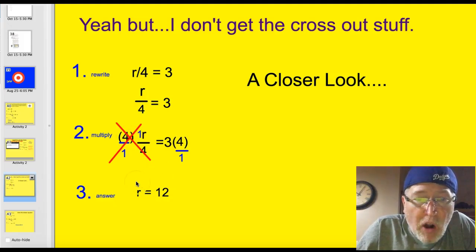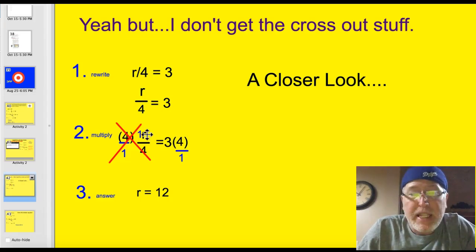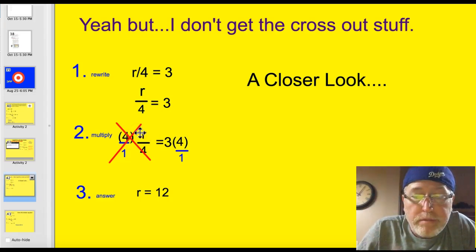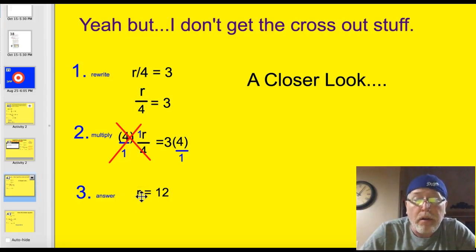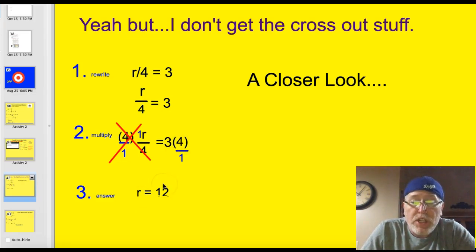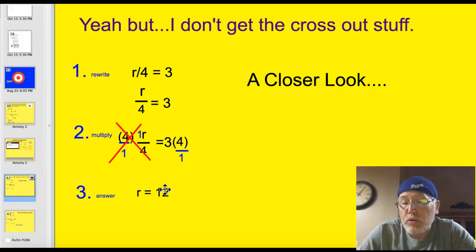That leaves us R. That's all that's left over here is a whole R. If you don't believe me, let's multiply it. What's 4 times 1? 4. What's 1 times 4? 4. What's 4 divided by 4? 1R. There's your R. 3 times 4 is 12. 12 divided by 1 over here, there's your 12.